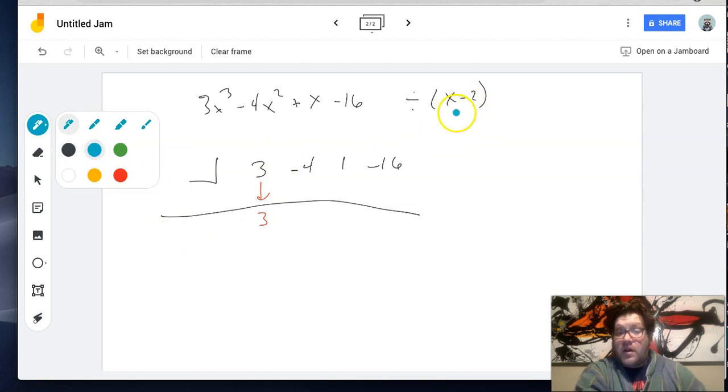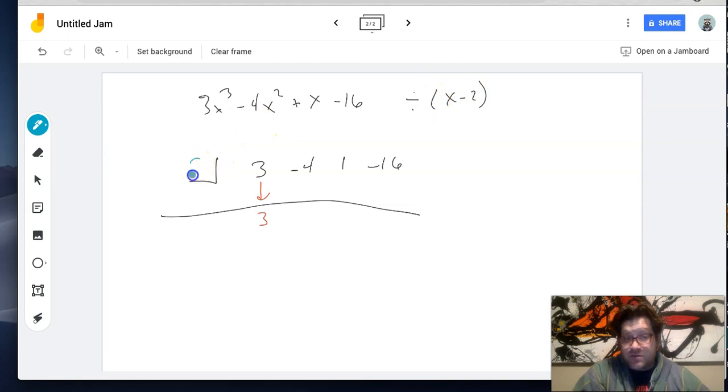So on this one, they did not tell me to substitute a number. Instead, they're saying divide by this. So to divide by this, I don't divide by negative 2, I divide by what would make this binomial 0. So in this case, it would be positive 2. It's usually going to be the opposite of whatever the number is, but I'll explain how this works later. Okay. But again, I take whatever makes that binomial 0, plug it into my box, and I do my synthetic division algorithm.